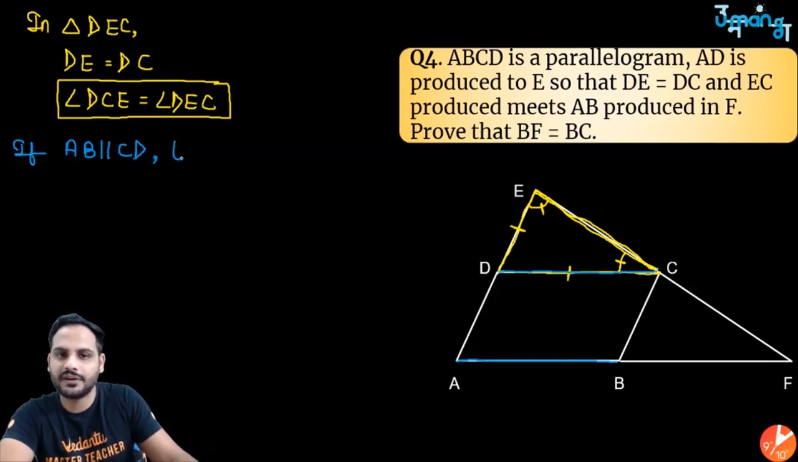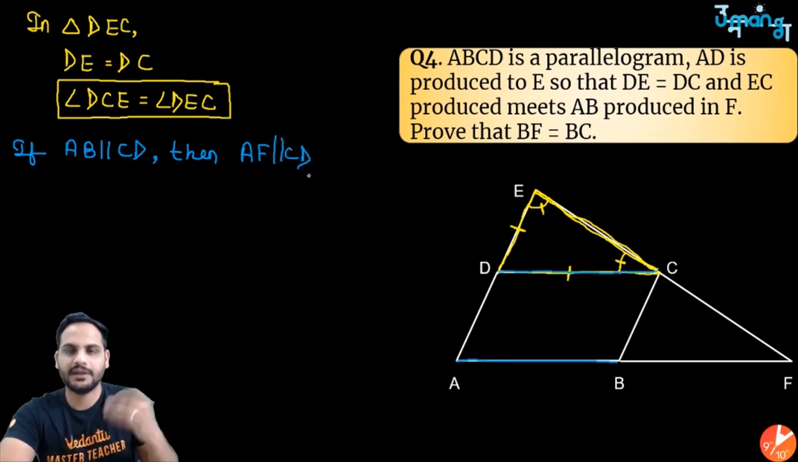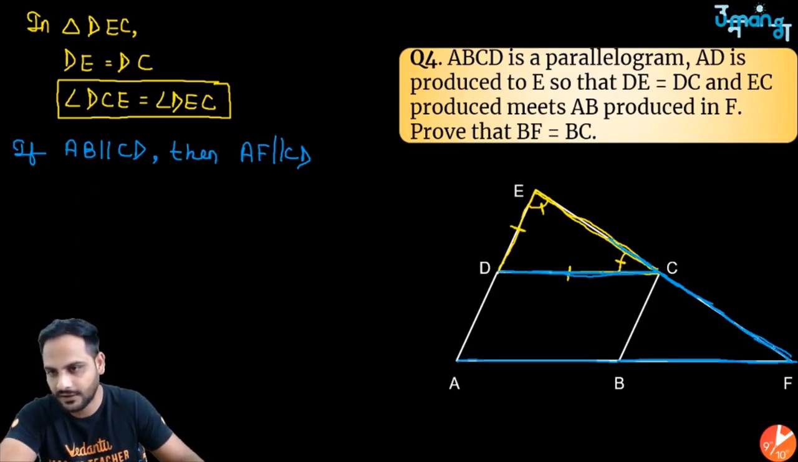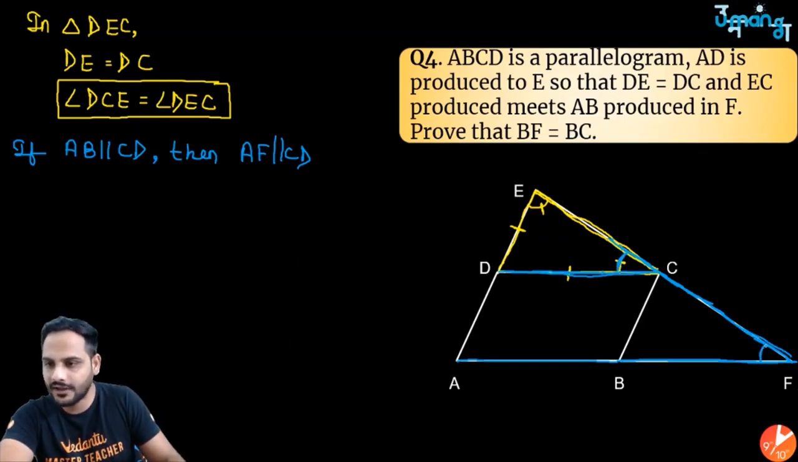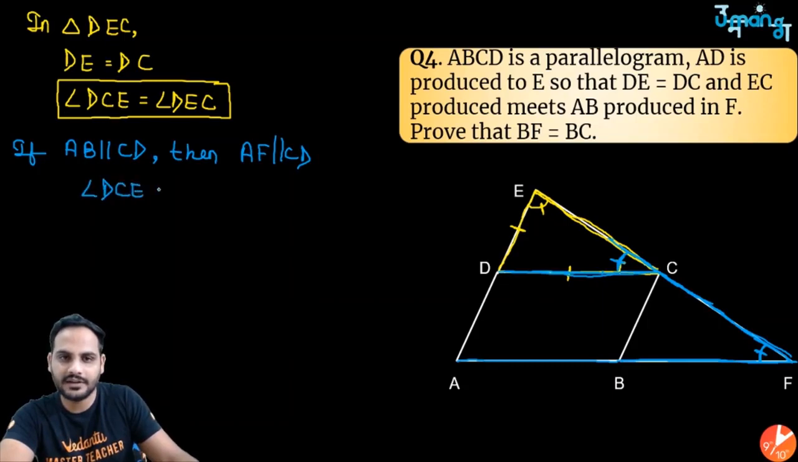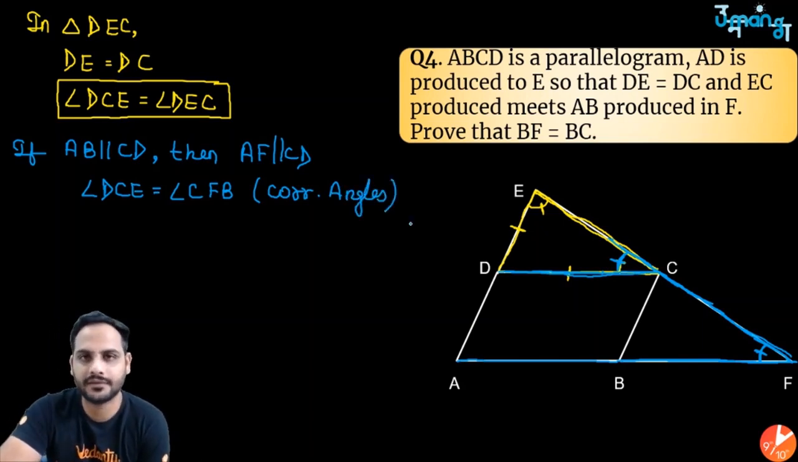तो if AB is parallel to CD, then I can clearly say that AB produced, that is your AF, is also parallel to CD. Even upon extending two parallel lines, they will always remain parallel. तो दिस AB and AF and CD, they are two parallel sides. दिख रहा है? Correct. And this CF is acting as a transversal. तो this angle and this angle will be equal because of corresponding angles. So angle DCE is equal to angle CFB because of corresponding angles. ठीक है, ये पार्ट हो गया.